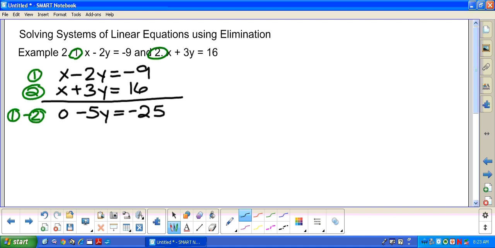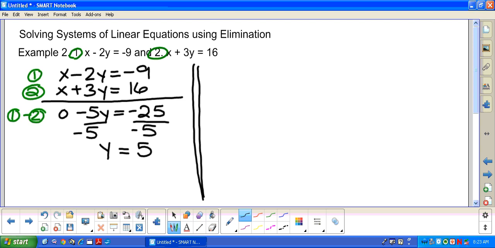Now I want to get rid of the 5 that's in front of the y. Divide both sides by negative 5, which will leave me with y equals negative 25 divided by negative 5. Remember, two negatives makes a positive, which will give me a positive value: y is 5. Second step is the same.